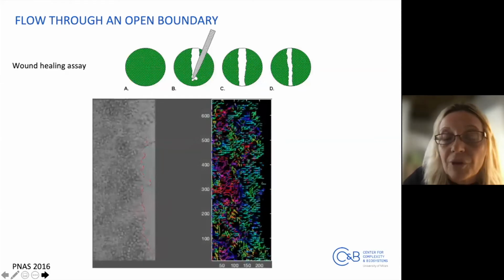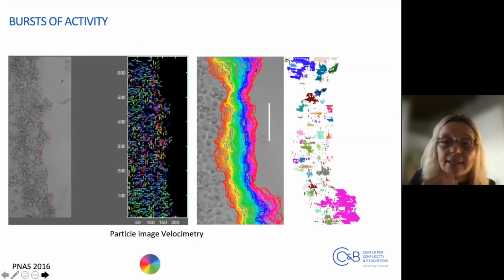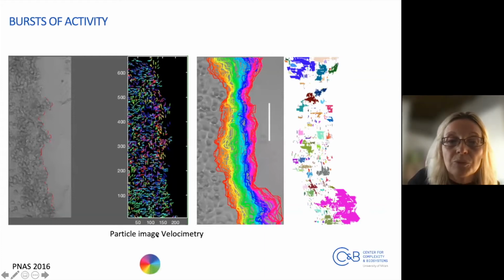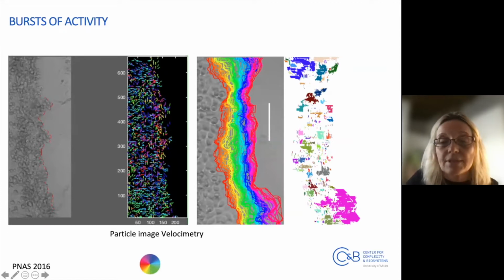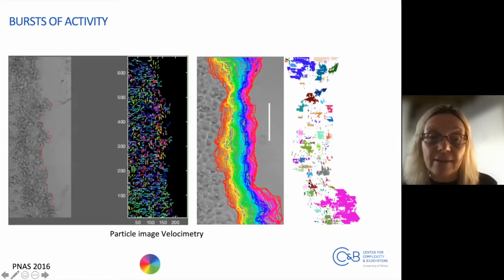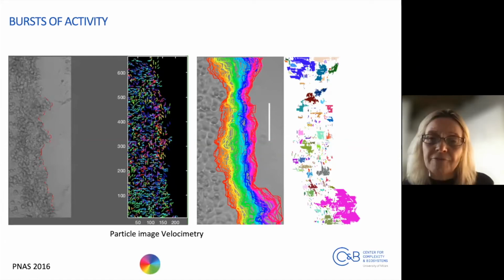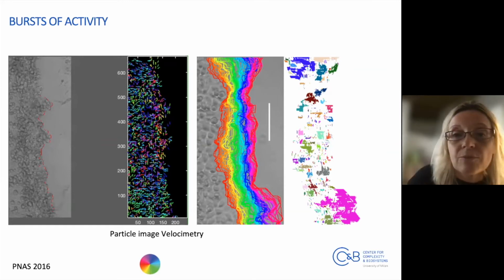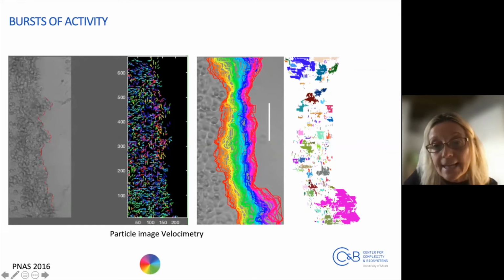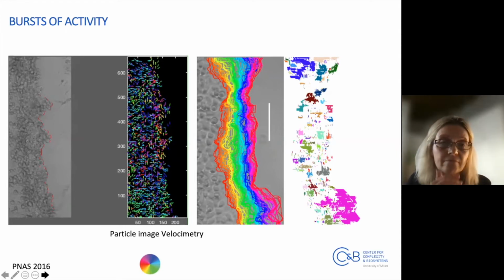What we found following the cells is that these cells were not moving at the same velocity at the border, as you can see, but they were patches of cells with different velocity. And this is typical of avalanches. We were very surprised when we got these results. It's typical of an avalanche, so it's typical of other kinds of systems.